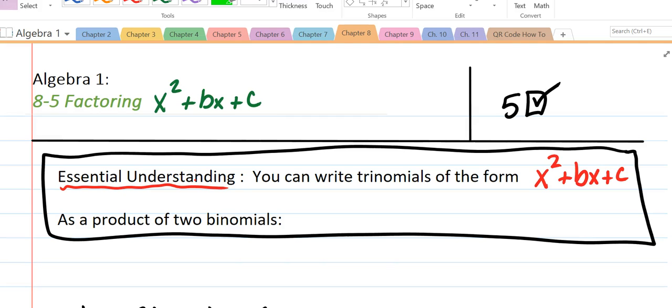Welcome to Algebra 1 8-5 factoring, x squared plus bx plus c. There are 5 boxes, and here is the essential understanding that I want you to understand.